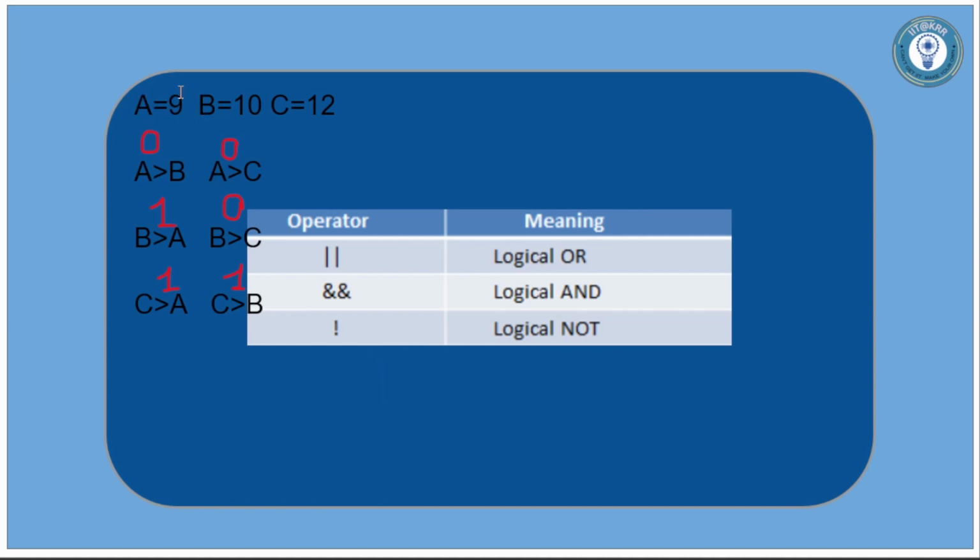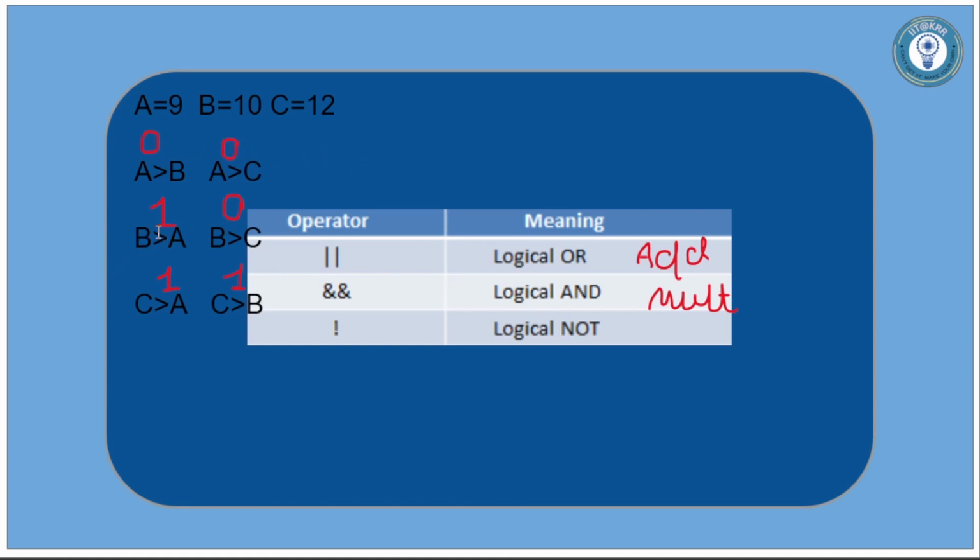Here I have declared three variables, a is equal to 9, b is equal to 10 and c is equal to 12. In the first set of equations, a greater than b is false and a greater than c is false. If I use the or operator, both equations are false, so it returns false. The or operator just does addition of two results. 0 plus 0 is equal to 0. False plus false is equal to false.